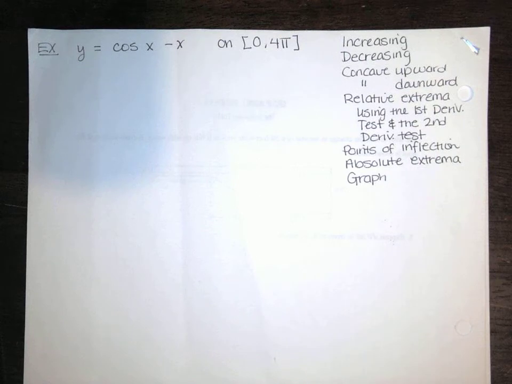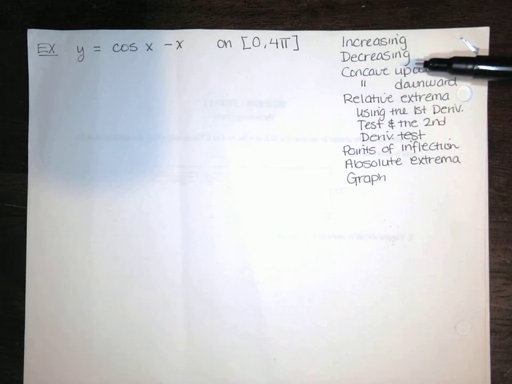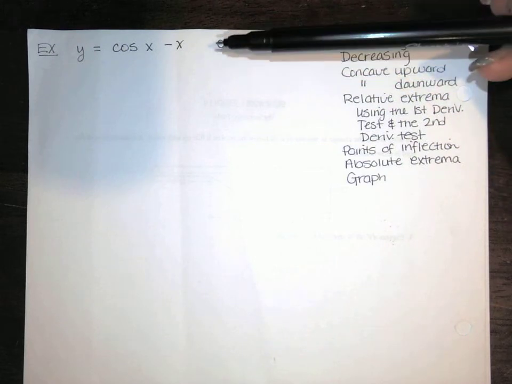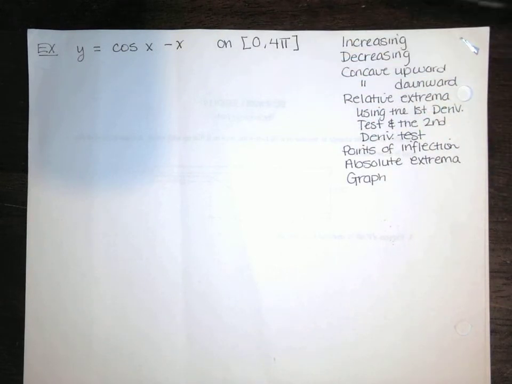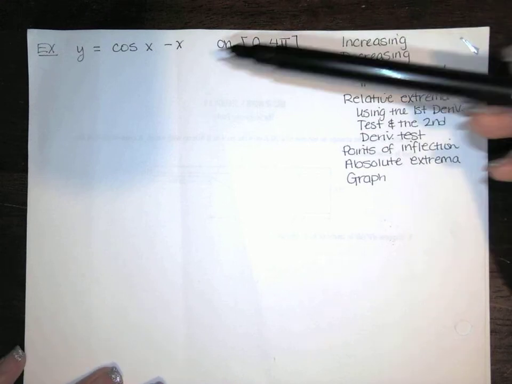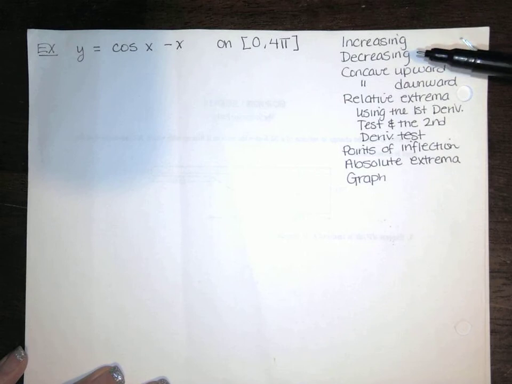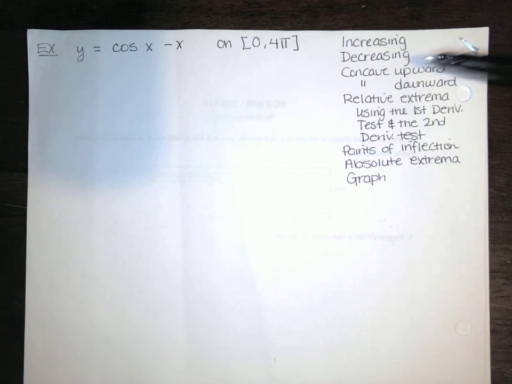In this video, we're doing a lot of things that we did in the last couple of videos, but we're doing it for a function that involves a trigonometric function, and it's on a closed bounded interval, so that's a little different too. We've got this function. We're told that we're on an interval from 0 to 4 pi, and we want to know where the function's increasing and where the function's decreasing. We want to know where the graph is concave upward or concave downward.